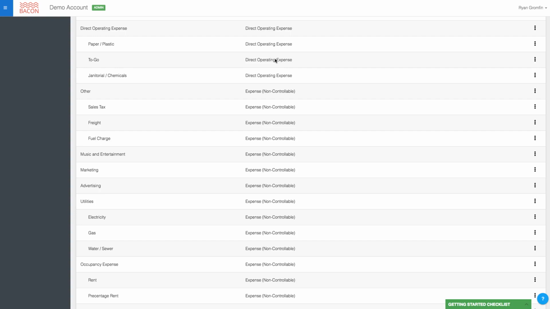But for me, my general rule of thumb is if it's not a non-controllable expense and it's not a cost of goods sold, then chances are it's a direct operating expense. And if it's a direct operating expense, the question is, does it go 100% of the time or not? And in that case, in most cases, they don't.